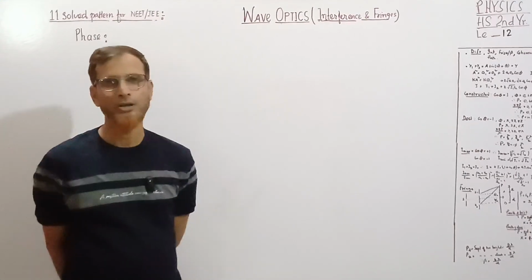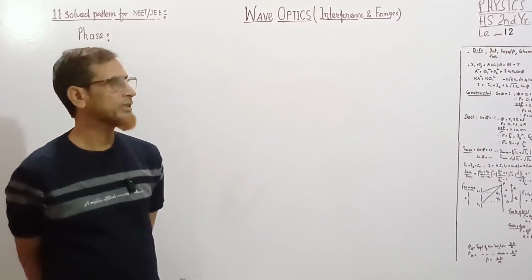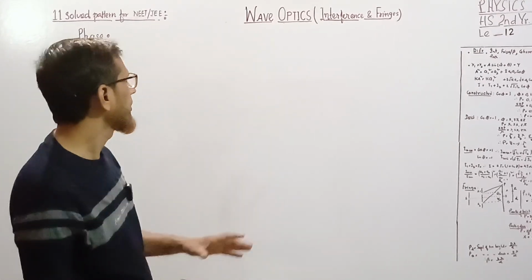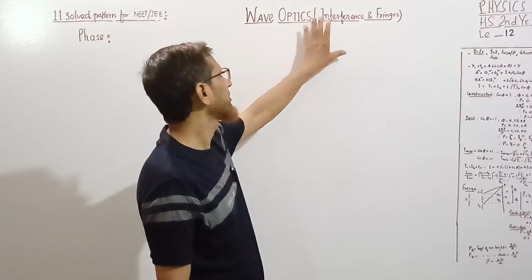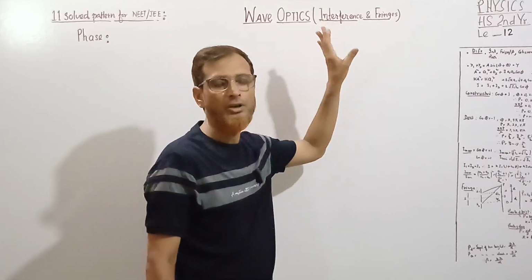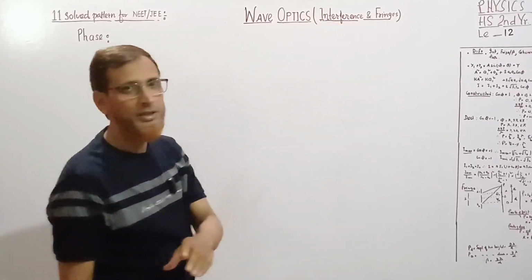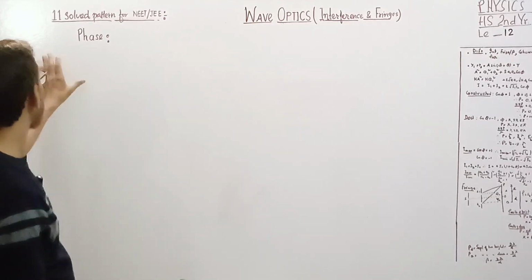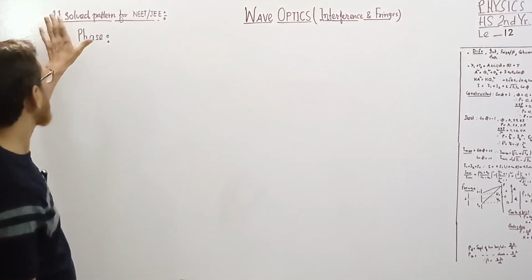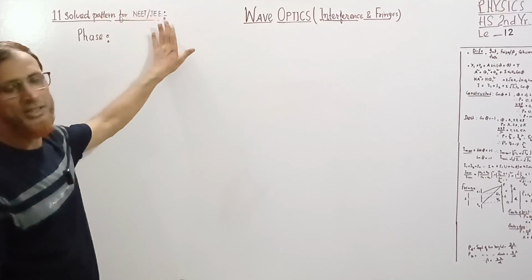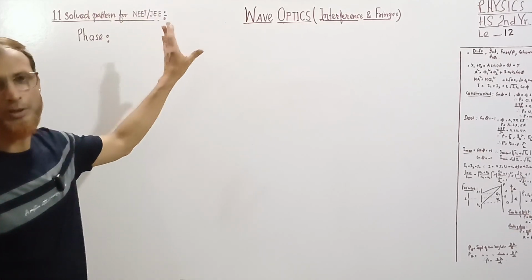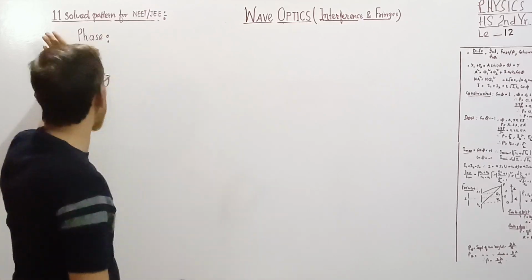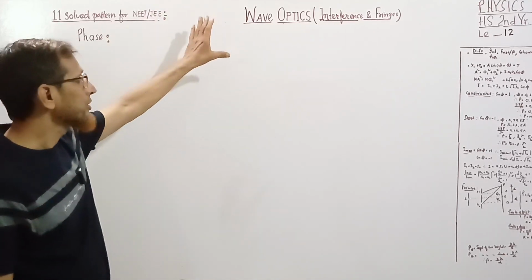Today's class is on wave optics, physics higher secondary second year, and it is class number 12. Today I will specifically discuss interference and fringes only. The more exciting part of today's class is that I will solve 11 patterns for NEET and JEE. The different types of questions or patterns asked very often from interference and fringes will be 11 types. I will solve out each and everything.